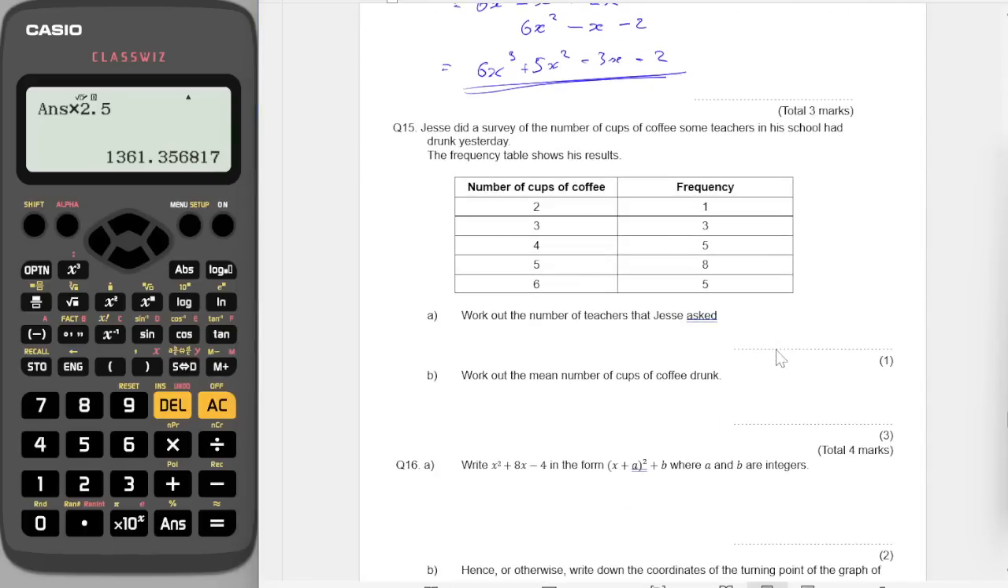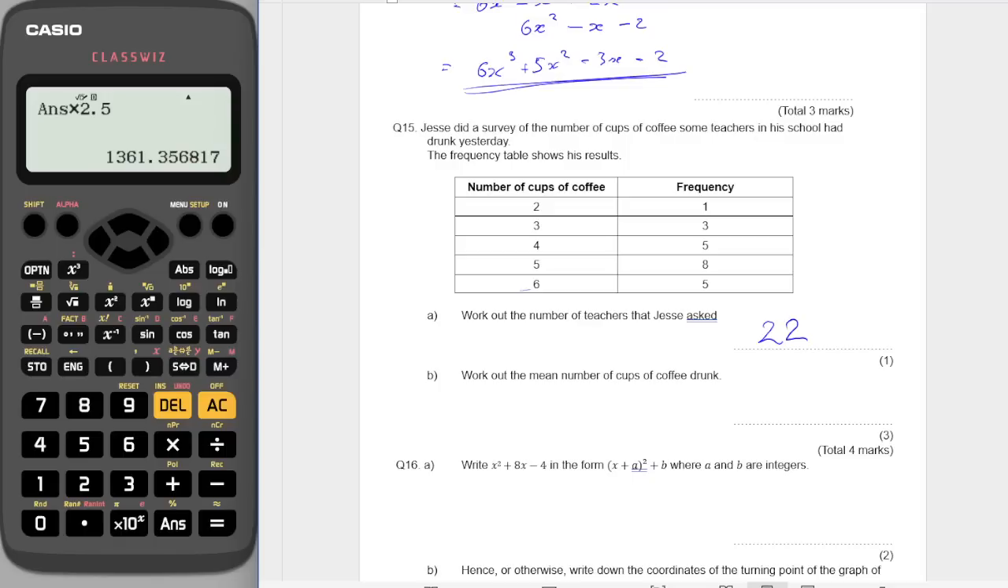Okay, question 15. Jessie did a survey of the number of cups of coffee some teachers in her school had drunk yesterday. Okay, I think I'd be on the kind of the 6th cup. The frequency table shows his results. So work out the number of teachers that Jess asked. So that's going to be the total frequency. So all we're doing is adding this column up. So that's looking like 10, 20, 22.